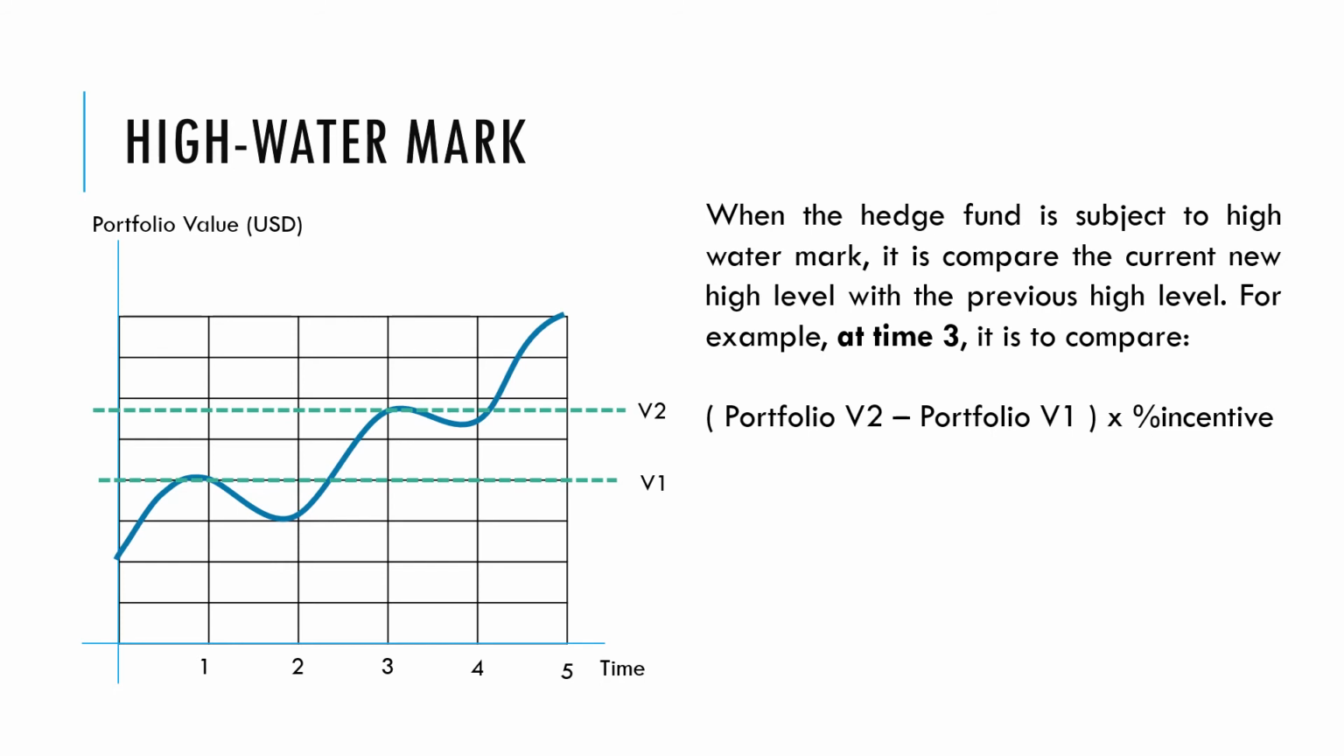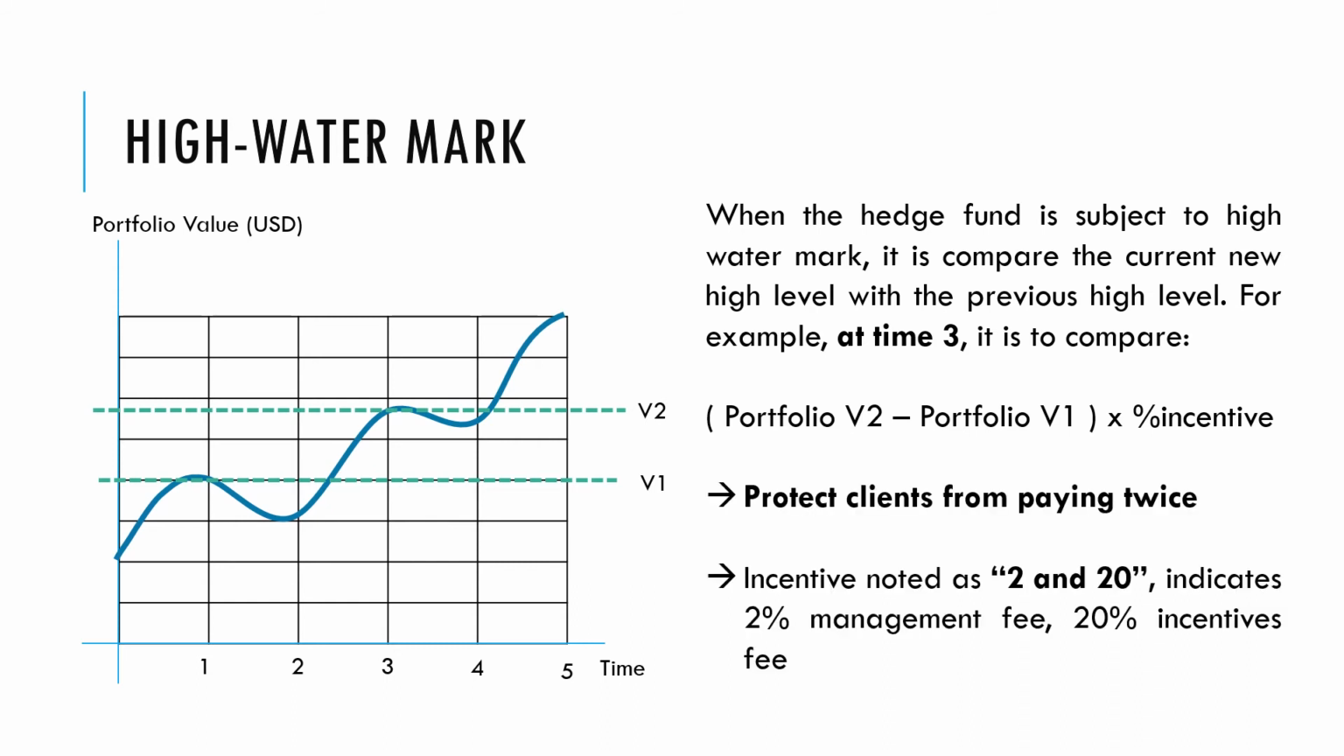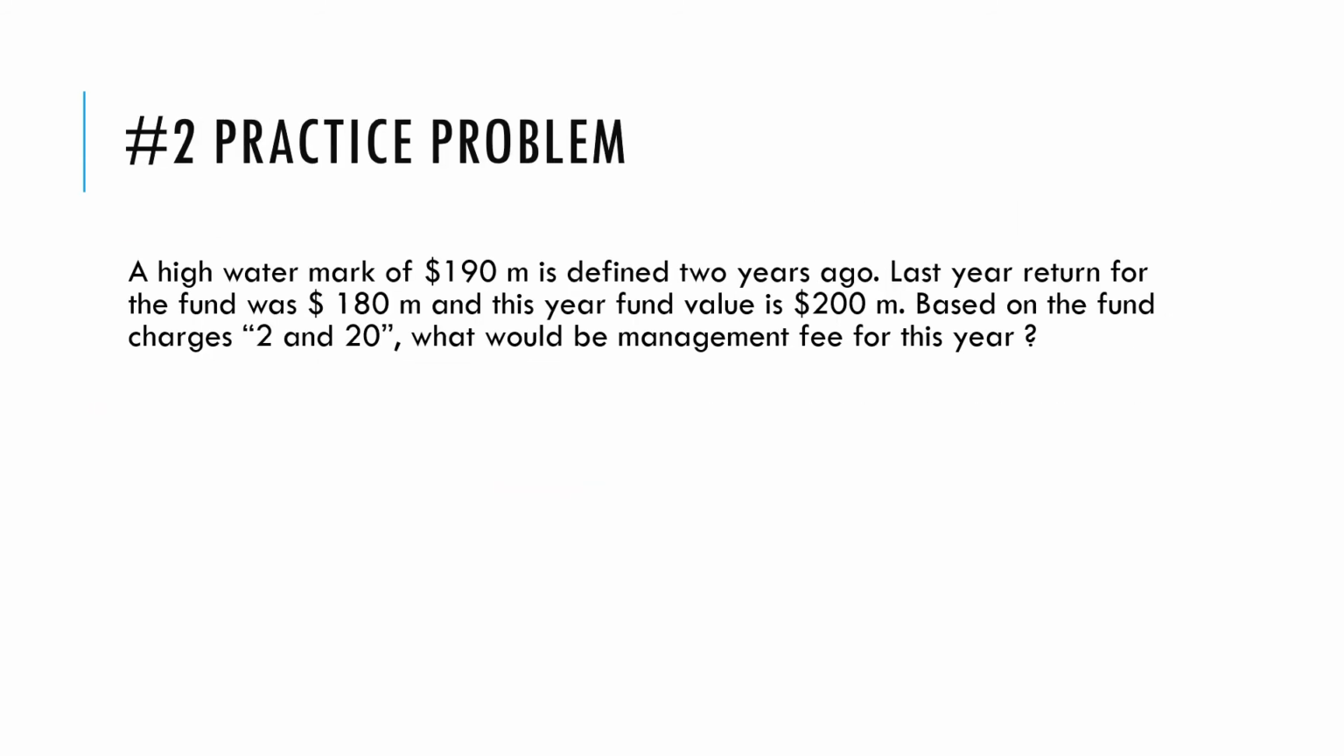For example, the incentive for time period 3 is to compare the portfolio at time 3, V2, with the portfolio at time 1, V1, and multiply with the corresponding incentive rate. The high water mark prevents investors from being charged twice for the same level of performance. This practice problem is to calculate the fee to the hedge fund.